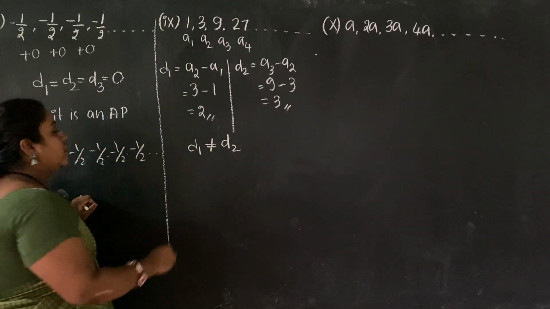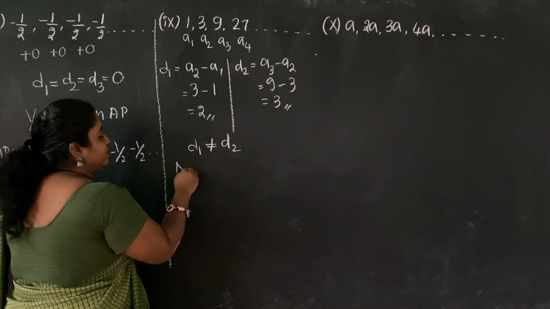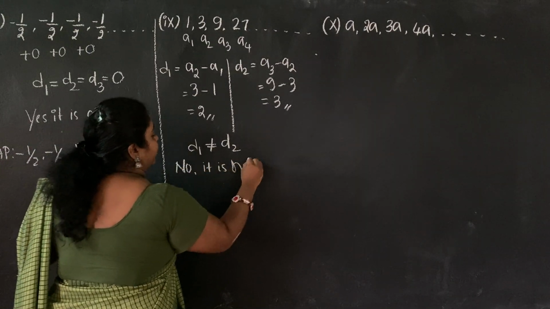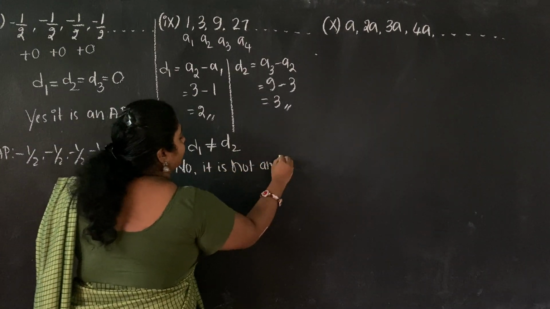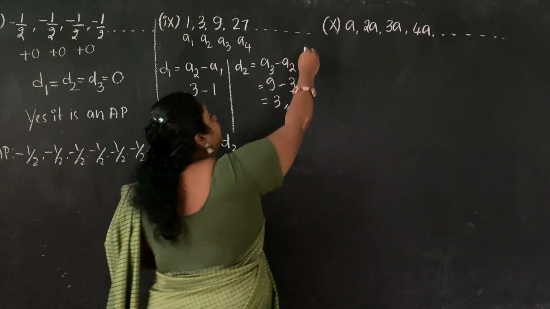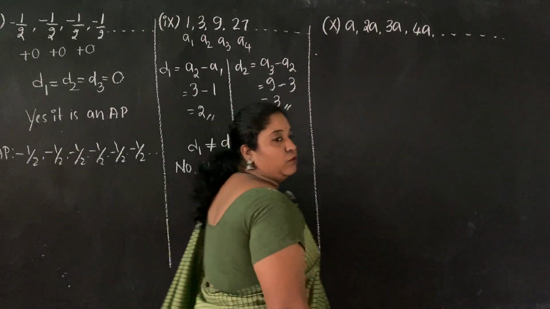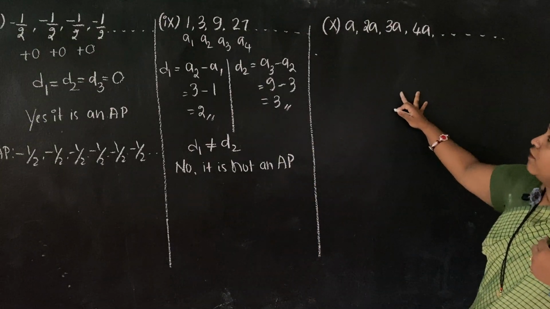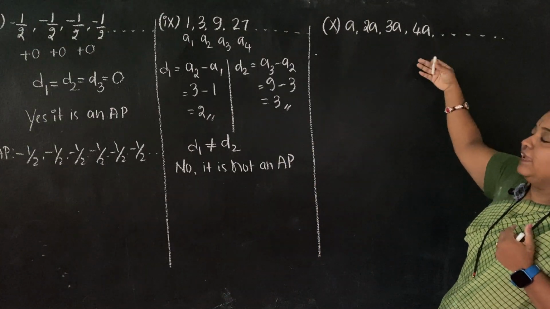If D1 is not equal to D2, then what can I say? No, it is not an AP. If it is not an AP, I'm not going to write the next 3 terms. Yes or no? We'll move to the 10th question. Look at the board here. What is the 10th question I have? A comma 2A comma 3A comma 4A.